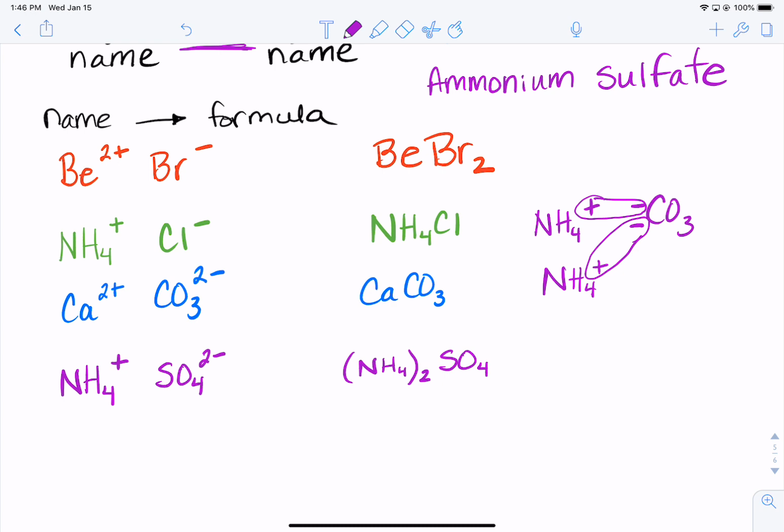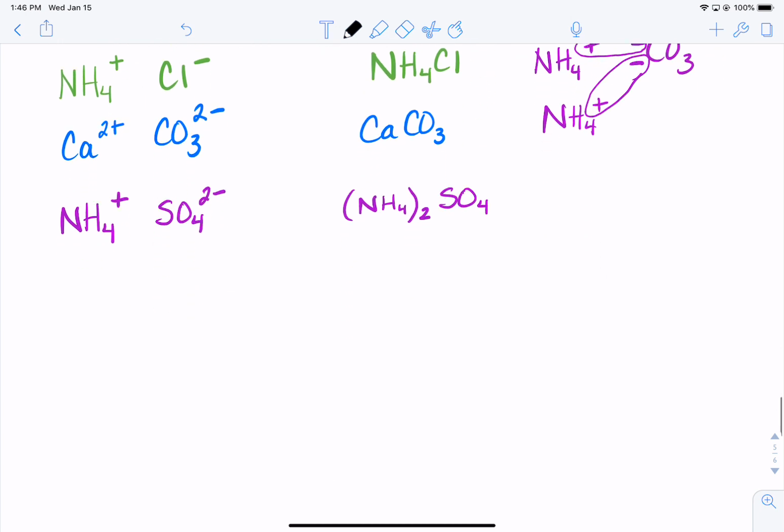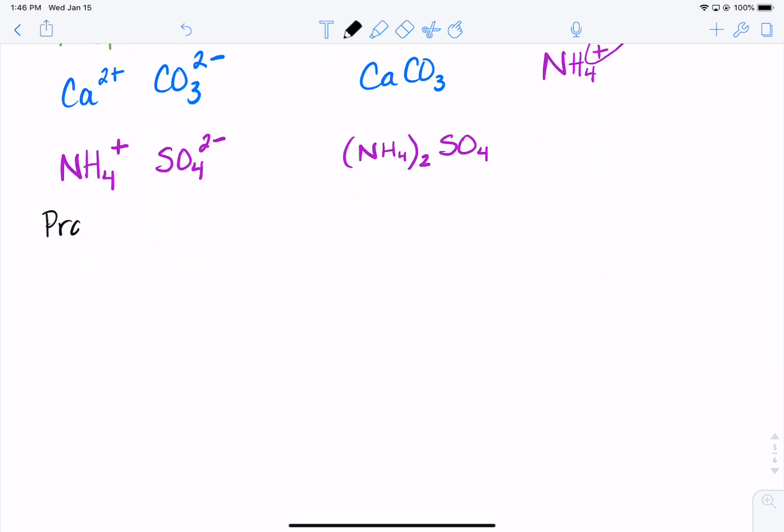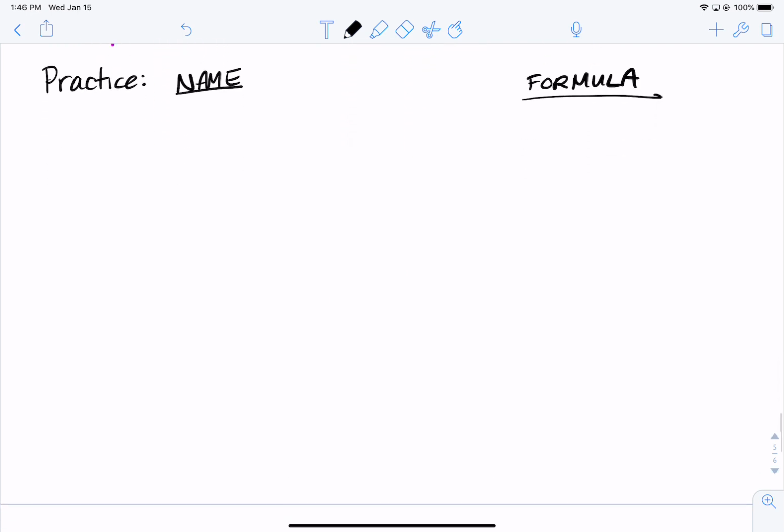How about some practice? Let's do some practice. Are there any questions so far? All right. I'm going to give you the name, and I'm going to ask you guys to do the formula. Eventually, I'll give you the formula, and you'll have to tell me the name. So you do need to be able to go back and forth, but I feel like the more challenging skill often is taking the name and making the formula. So I'm going to give you 6 practice problems.